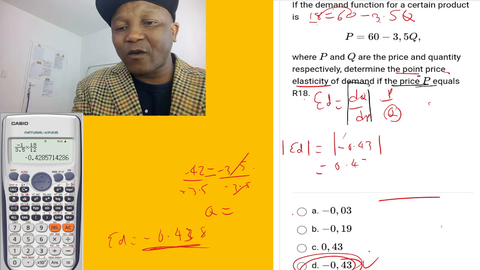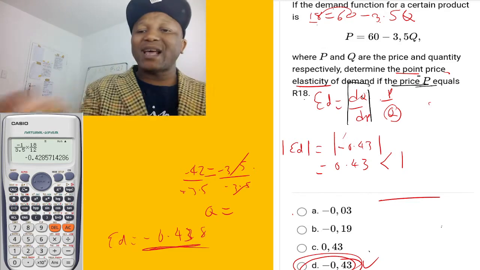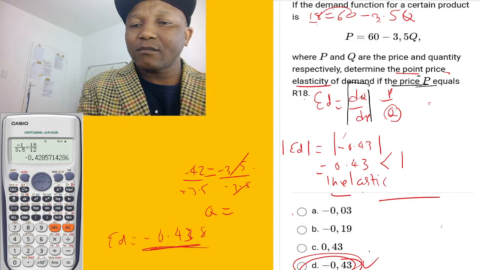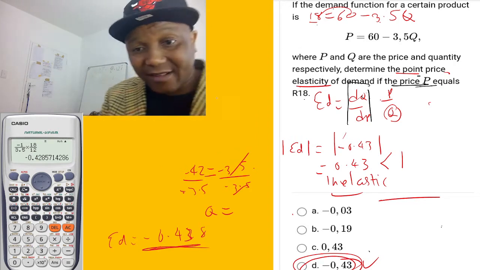It's going to be 0.43, and we know this is less than 1. If it's less than 1, then our demand is going to be inelastic, because it's less than 1. That's how it should be. But they don't ask us that.